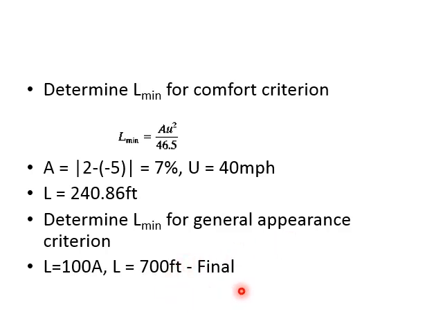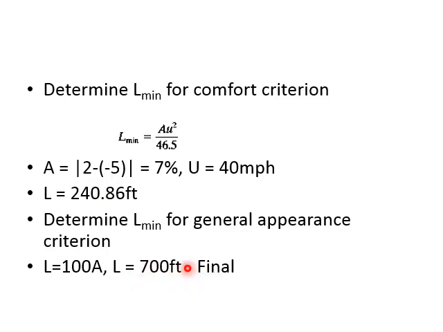Now which length will you prefer out of these three values? So the sight distance criteria gave me a length of 480 feet. This one gives me 240 and this one gives me 700. Now if you pick 240, it's the least one, so it will not satisfy the sight distance criteria or the appearance criteria. If I pick the sight distance criteria length, that is 480, I am fulfilling sight distance criteria, I am fulfilling comfort criteria, but I am not fulfilling the appearance criteria.